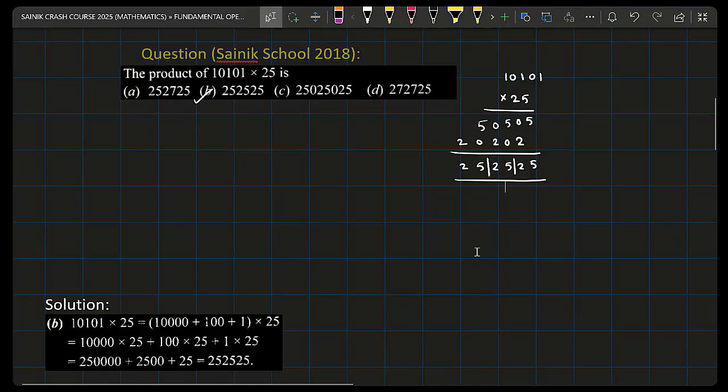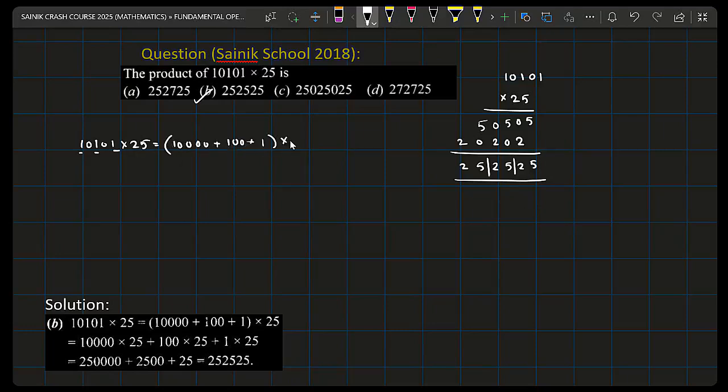So even we can expand, like the textbook solution is given: 10,101 multiplied by 25. You can expand this 10,101. This one place value is 10,000, this one place value is 100, and this one place value is 1. Just multiply by 25. So you get 25 into 10,000, 25 followed by 4 zeros. 25 into 100, that is 25 followed by 2 zeros. 25 into 1, this is distributive property, 25. Now you can add 25, 25, 25.